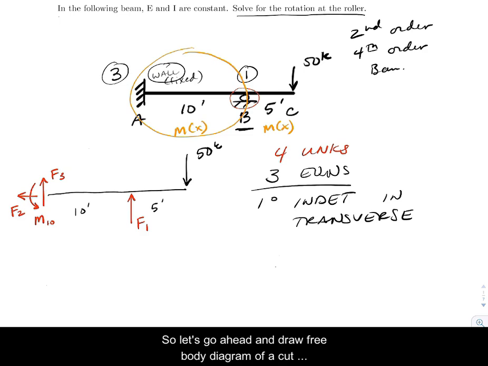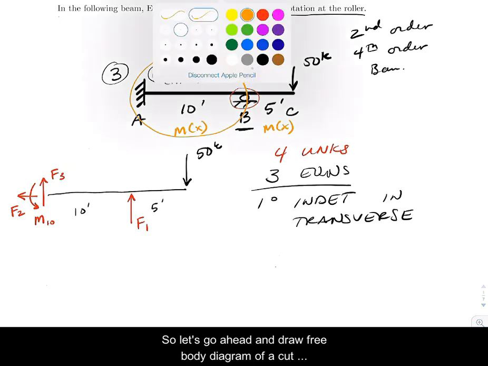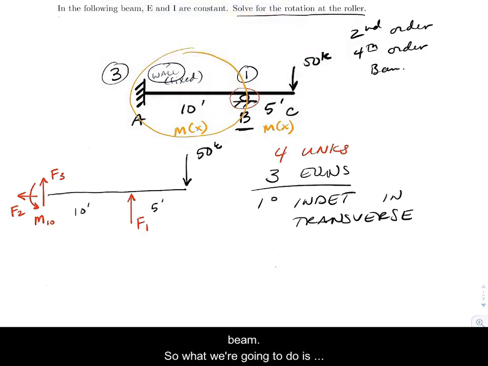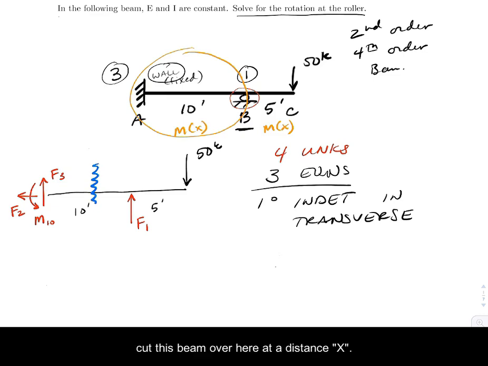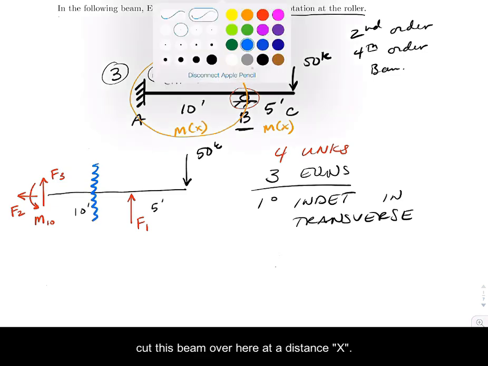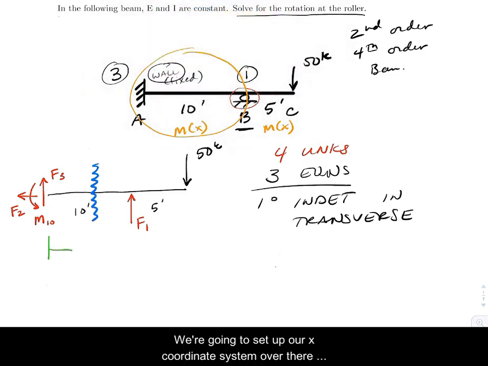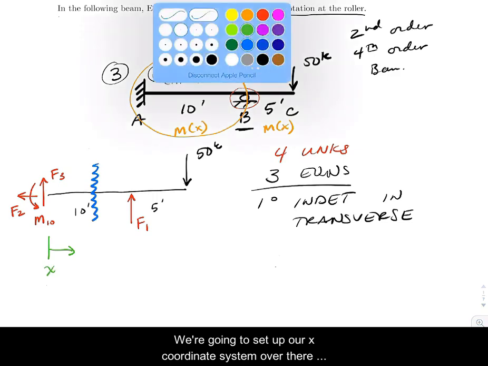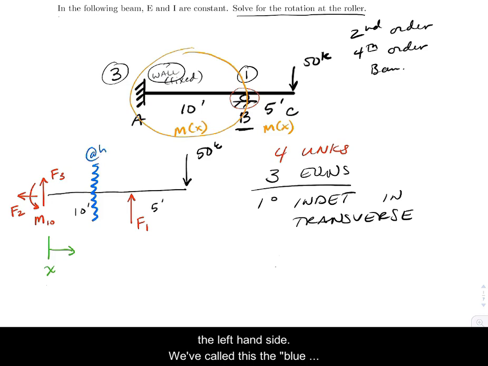So let's go ahead and draw a free body diagram of a cut beam. What we're going to do is cut this beam over here at a distance x. So we're going to set up our x coordinate system over there at the left hand side. We've called this the blue saw cut at x. So literally the distance to that cut is going to be a distance x.